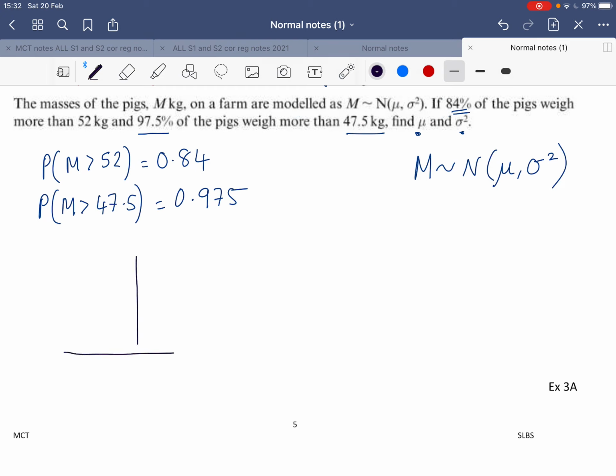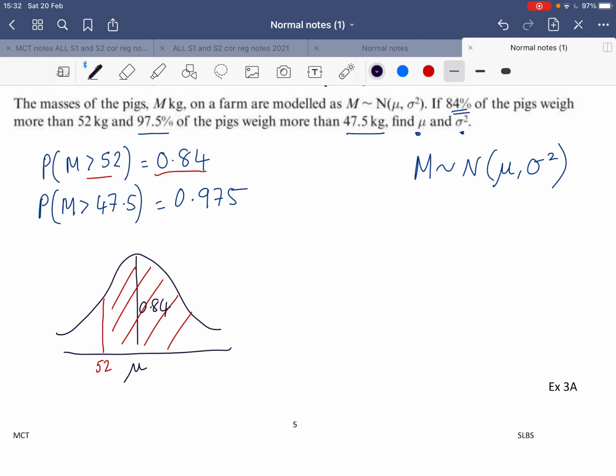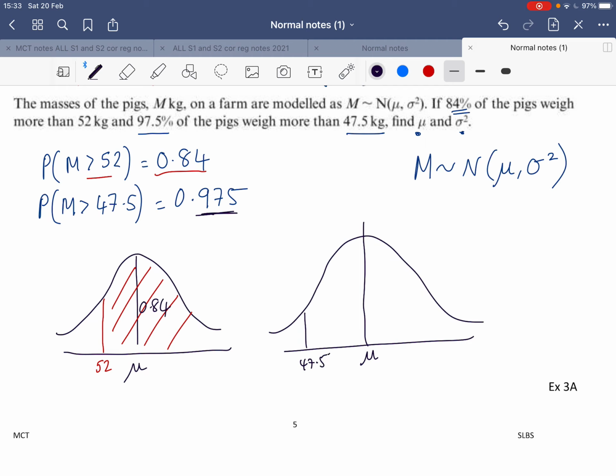All right, so let's draw the information that we've got. So I've got some value mu here. And we know the probability that's greater than 52 is 0.84. So that's going to have to be down here somewhere so that we can produce this 0.84, which is obviously more than a half. Let's draw the other one as well, and then we'll gather our information together. So again, we've got mu, and this time we've got 0.975, so a bit further along, 47.5 there. And this area here is 0.975.